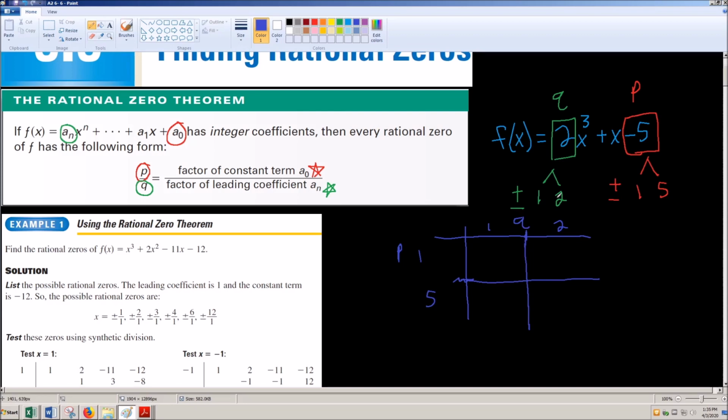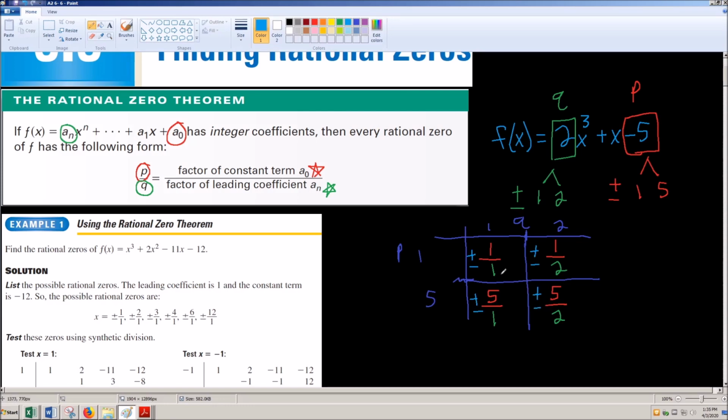As I'm trying to list out all of my possible rational zeros, it's going to be every combination of these factors. I'm going to do all of my possible p's in red. I could have 1 over something, or 1 over something, or 5 over something, and 5 over something. The something is the q value. So here I'm going to say over 1, over 1, over 2, over 2. Keep in mind that each of these is going to be positive or negative, so we actually have 8 here.